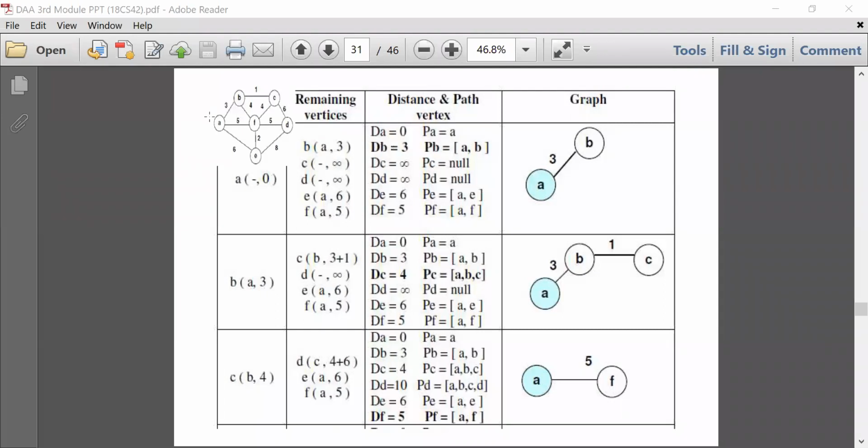Okay, the directly reachable vertices are B, F and E. So you don't worry about C and D right now.